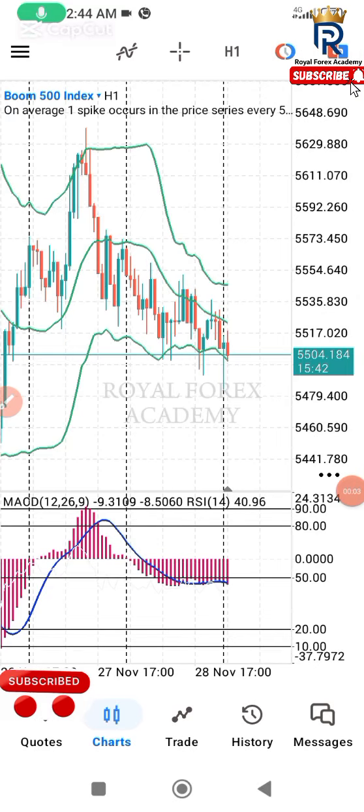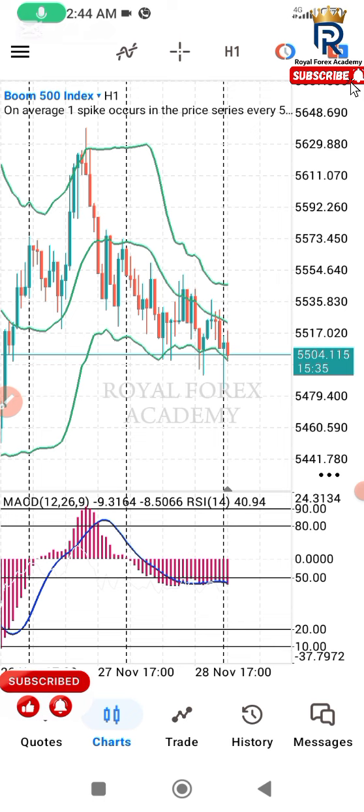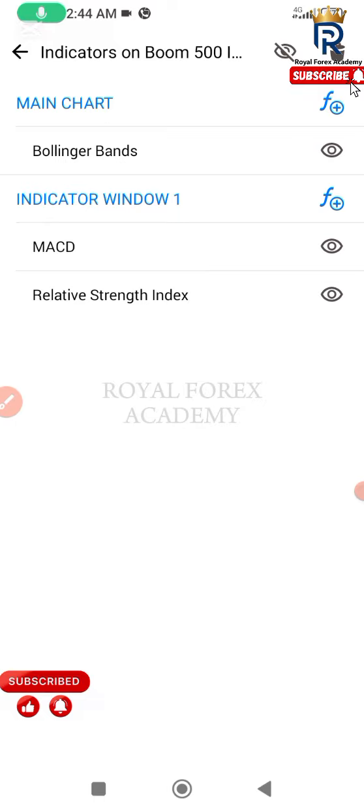Hi, in this lesson I'll be sharing with you how the moving average convergence divergence can help you to scale up your profit. The moving average convergence divergence is what we refer to as the MACD indicator. And looking at my chart, here is the setting.